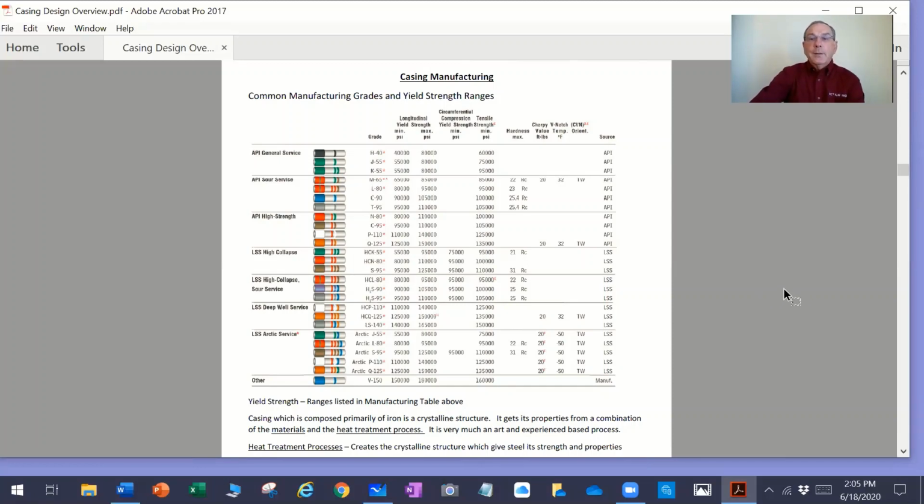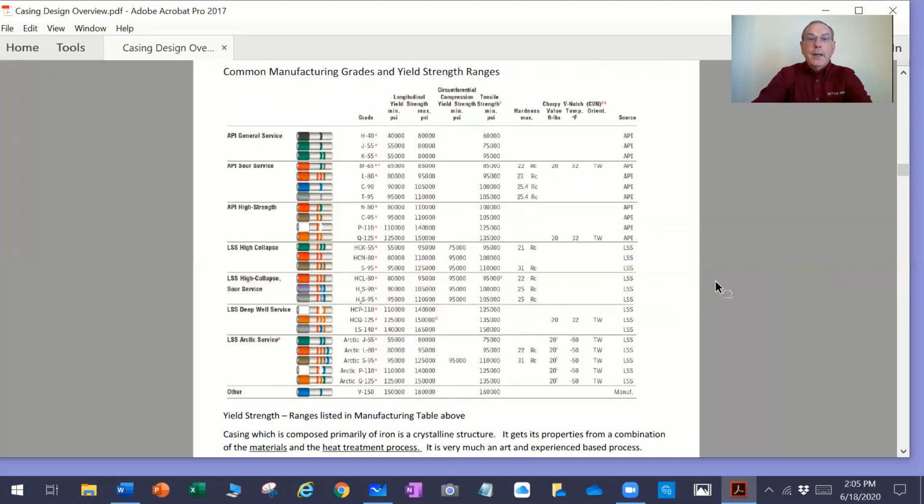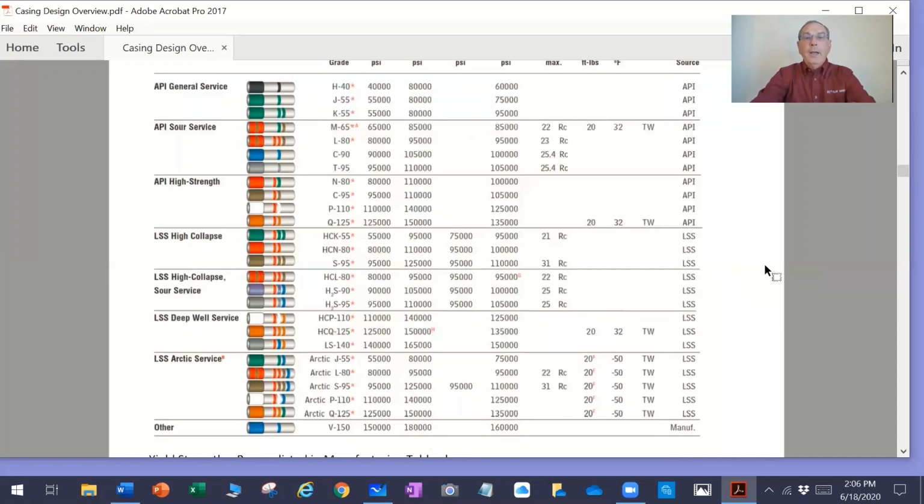If you look at the specifications for casing manufacturing, many of them came about from API best practice documents that were written many, many years ago, and common casing sizes here on this chart. I'll just show one, for instance, N80 casing. API high strength N80 is an API grade which has a minimum yield strength of 80,000. It has a maximum yield strength of 110,000.